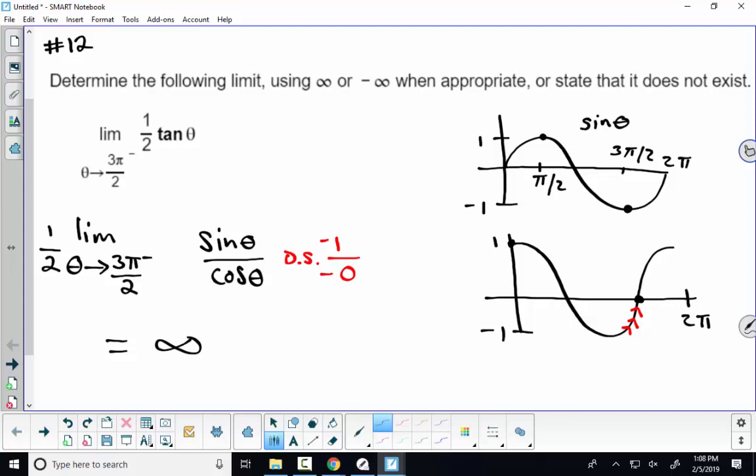Questions on that? I know it's been 5 days or so since we looked at this stuff, but again, hopefully you are keeping up with the class as we go through the sections. Okay, so that's number 12.